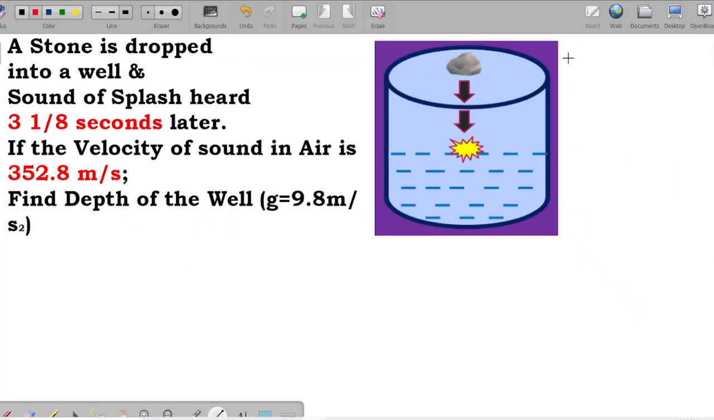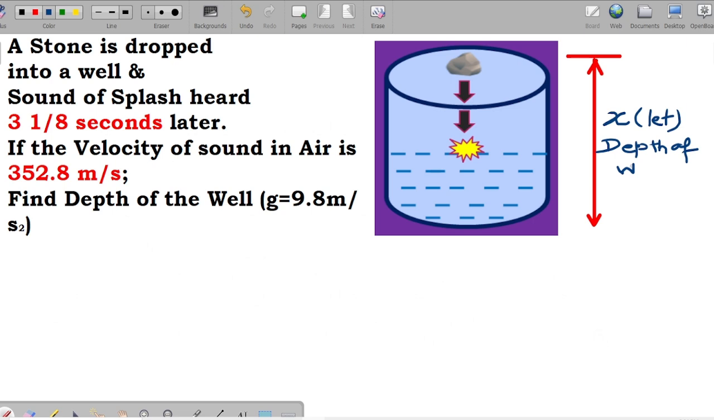So today we have taken one question: when a stone is dropped into a well, the sound of a splash is generated when the stone hits the surface of the water, right? So we need to understand, when the stone is dropped into a well, the sound of a splash is heard in 3 1/8 seconds. Then we need to find the depth of the well, and it's given that the velocity of sound in air is 352.8 meters per second.